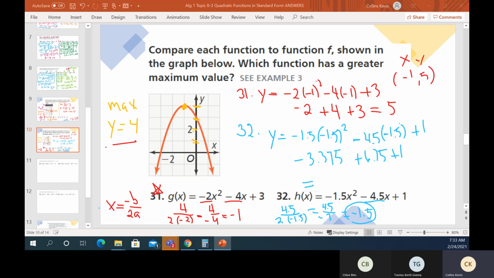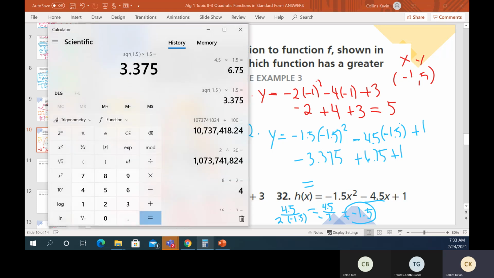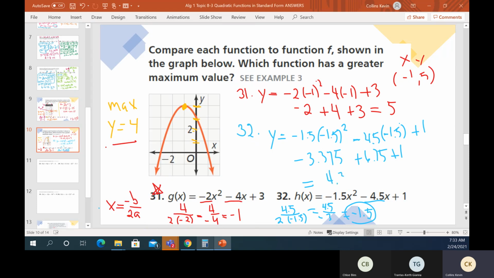So again, 6.75. Whoops, I didn't want that. All right, clear it out. So let's add the positives together first. We have 6.75 plus 1 equals 7.75. Then we subtract off 3.375, so 4.375, which is bigger than 4. So this one also is bigger than the graph.